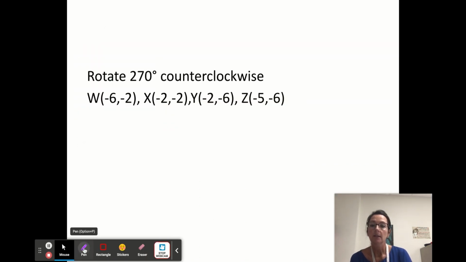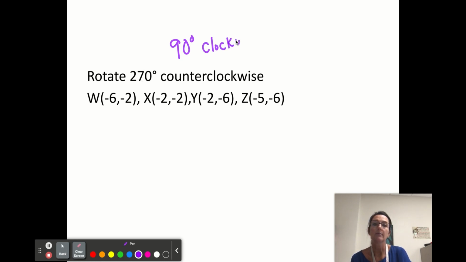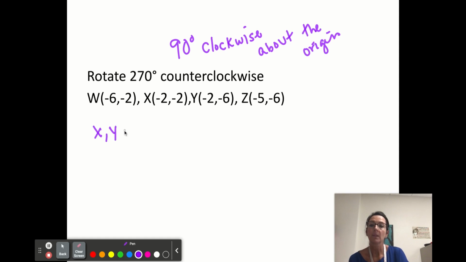All right, the last one we're going to do, we're just going to come up with the coordinates of 270 degrees counterclockwise. And if we're going 270 degrees counterclockwise, this is the same as 90 degrees clockwise. So this is also the same as 90 degrees clockwise about the origin. And the notation would be like this.